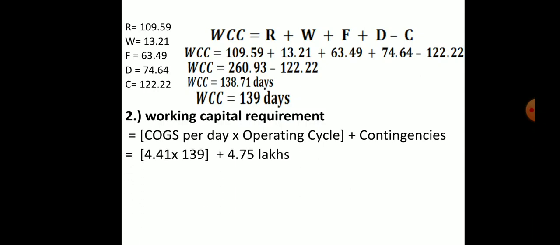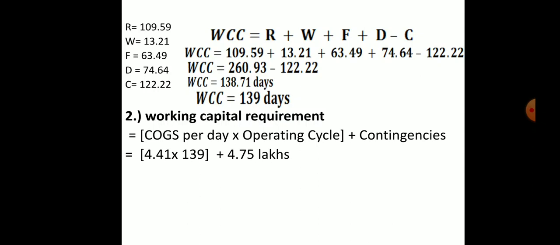Cost of goods sold per day means, from the table, the overall cost of goods sold we have calculated, divided by 360. So 4.41 is how much you will spend per day. That is the overall cost of goods sold, for producing that product from start to end until selling. So per day, if you divide that by 360, you will spend 4.41 lakhs.